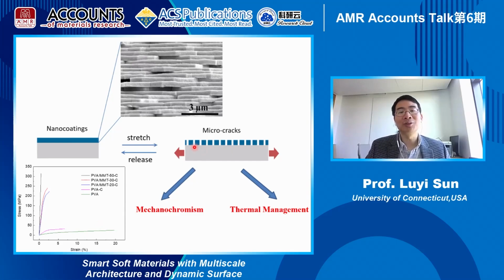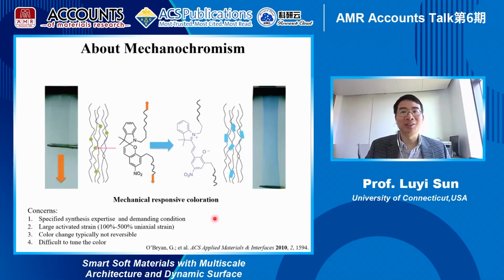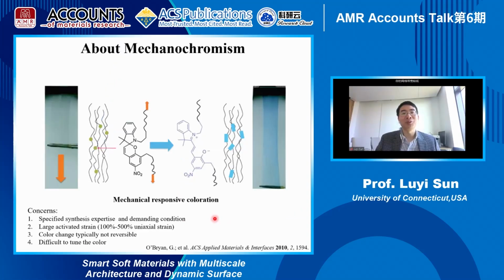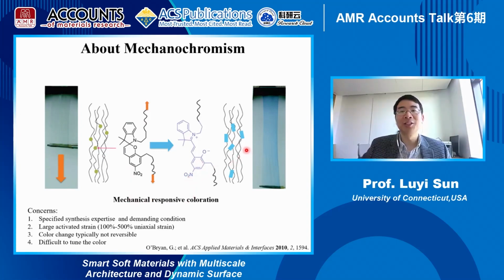But before I talk about mechanochromism, I will give you a brief introduction about the background. Mechanochromism is a very interesting field of research. Basically, that means when you apply a force to a material, the material will generate a color. For example, this is a material called spiropyran. When you apply force, it will generate a beautiful light blue color. So this is absolutely a very interesting field of research.